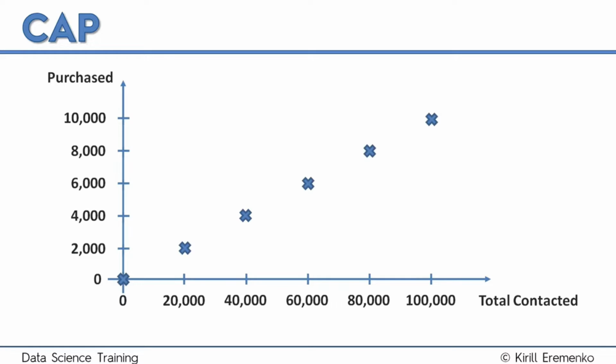And this is a random selection process. So here we can draw a line which will actually represent this random selection. The slope of the line equals that 10% that we know respond on average to our offers if we just send them out like that.